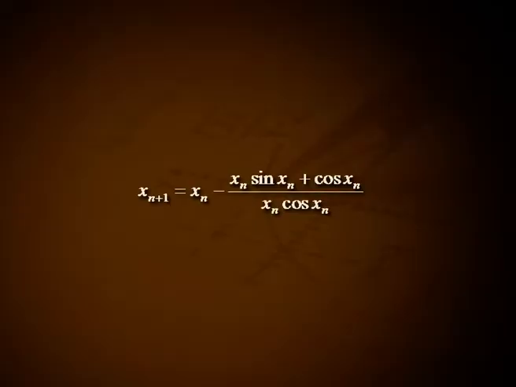Example 5. Find a root of the equation x sin x + cos x = 0. Solution. We have f(x) = x sin x + cos x and f'(x) = x cos x. Hence, the iteration formula is x_{n+1} = x_n - (x_n sin x_n + cos x_n)/(x_n cos x_n). With x0 = pi, the successive iterates are given below.